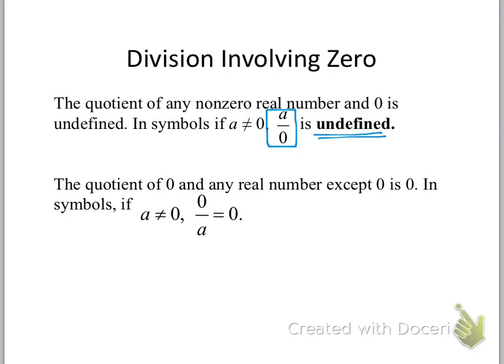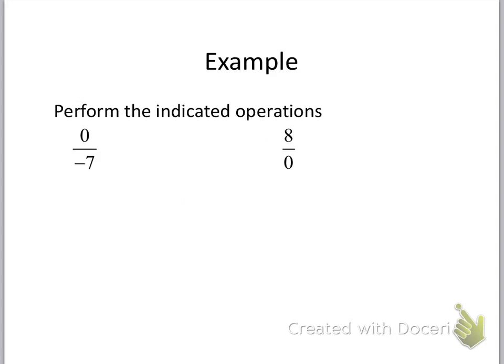So the only thing that is possible with division and 0 is 0 divided by A, the opposite. You can take 0 people and say divide them into 3 groups. That will give us 0. So 0 divided by negative 7 is 0. 8 divided by 0 is undefined.